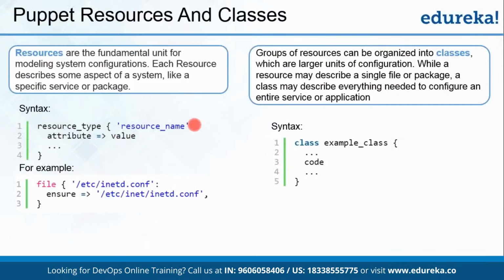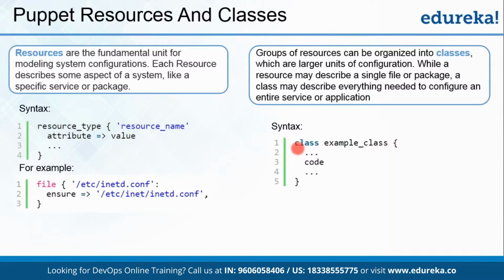Alright, so we have understood what exactly a resource is in Puppet, right? So now let us see what classes are. Classes are nothing but a group of resources, alright? So you group multiple resources together to form one single class, and you can declare that class in multiple manifests as we have seen earlier. It has a syntax, let us see.